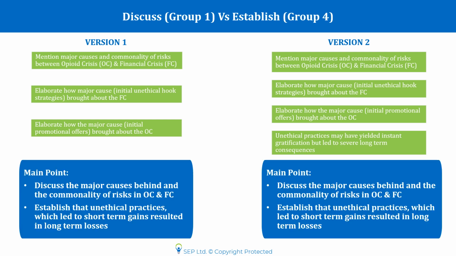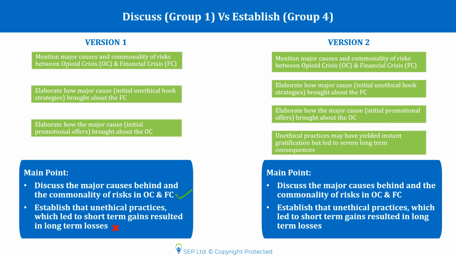Now, if we were given to choose between these two main points, which one would we choose for which version? Let us see. We already know that if the author is merely discussing the pros and cons, or if he is just looking at the details without giving his opinion, then he is merely discussing or presenting or describing something. And we know for version 1 right away, the correct answer is this one. Discuss the major causes behind and the commonality of risks in opioid crisis and financial crisis. Here, the author is not trying to prove specifically and particularly that it was the unethical practices which led to the long-term losses.